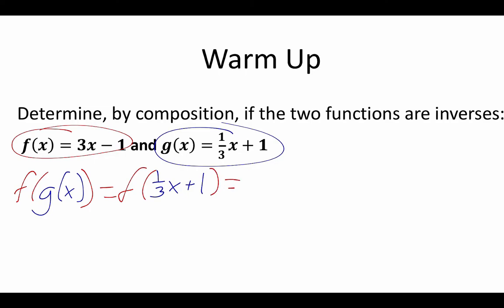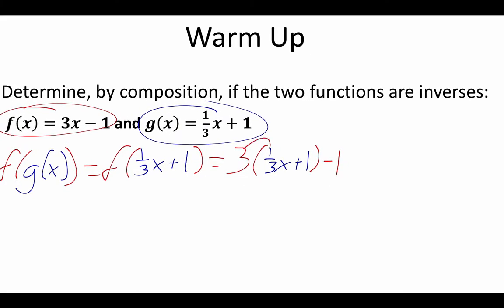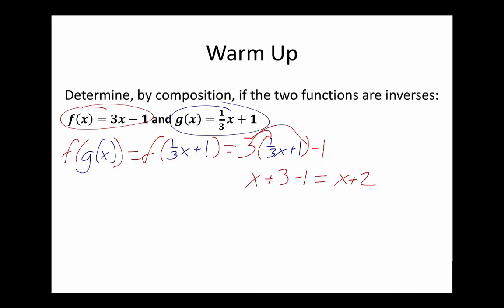So f of x used to be 3 times x. Now it's going to be 3 times 1/3 x plus 1. Let me close that parenthesis off with the red. And then we still have the minus 1 from f of x. Now when we distribute that 3 to both of those, we end up with x plus 3 minus 1, which when we clean that up, we end up with x plus 2. Remember, we want it to be just x all by itself.